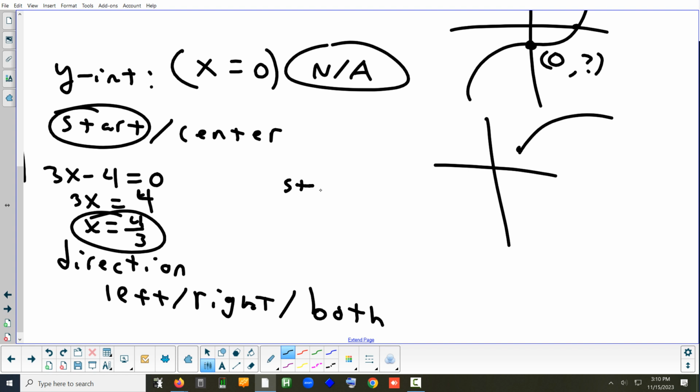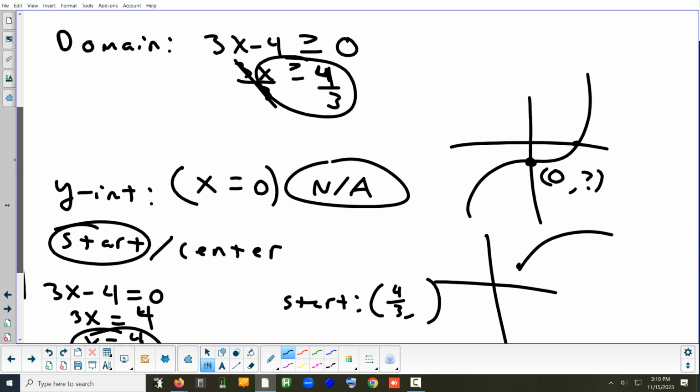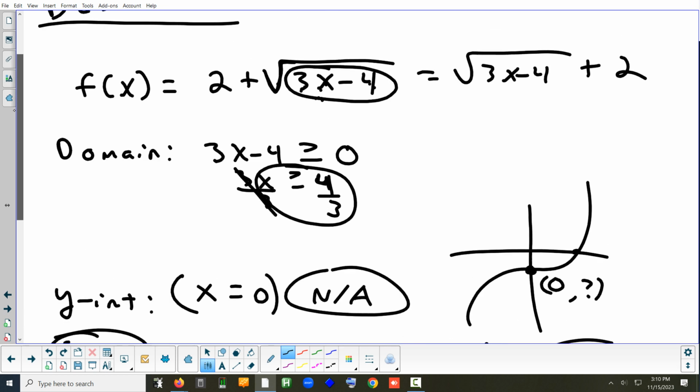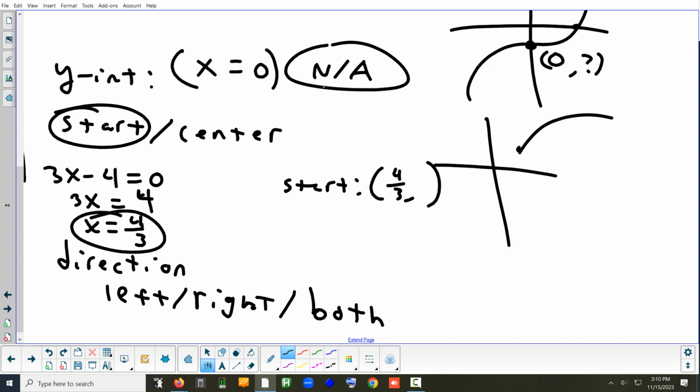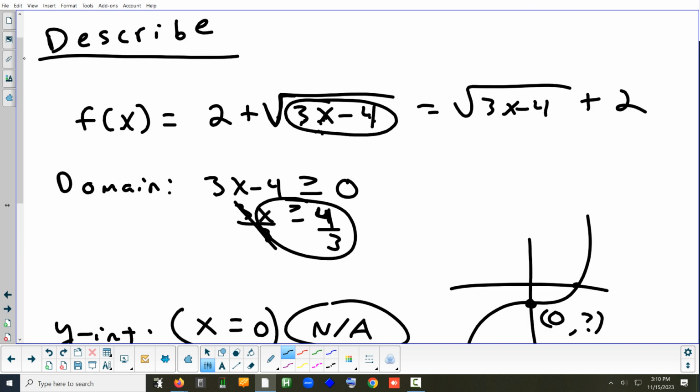So the start point is going to be 4/3, comma. Well, let's plug that back in. If you plug in 4/3, what's 4/3 times 3? Or think of it this way: what's 4 divided by 3 times 3? Divide by 3 and then times by 3. You're just going to get 4.